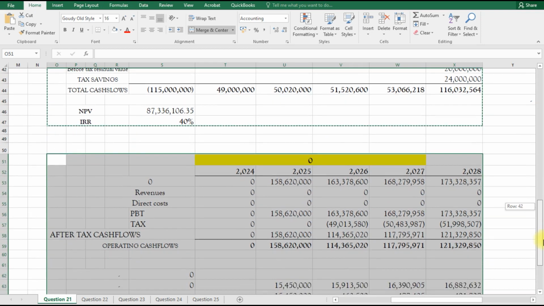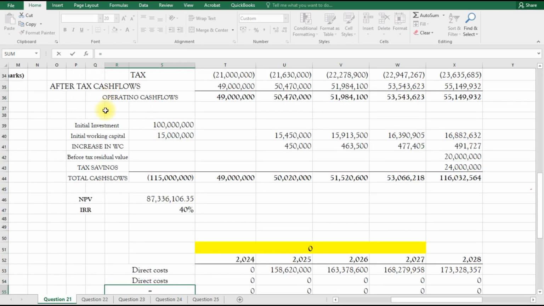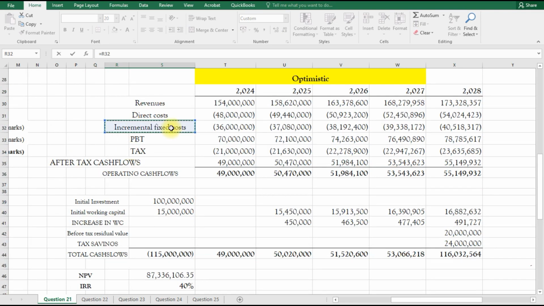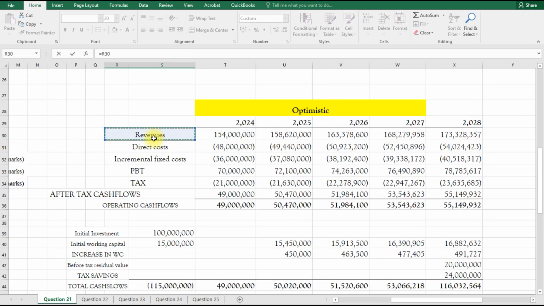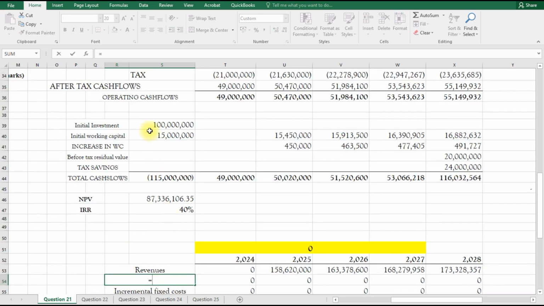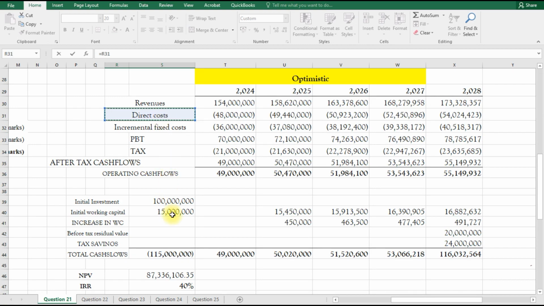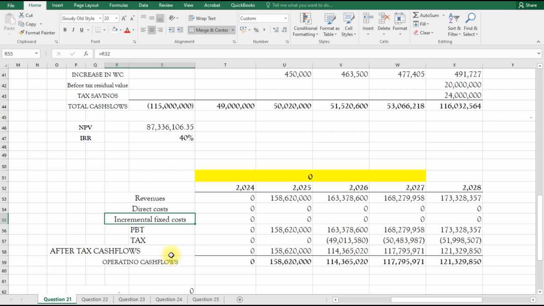So the first one will be our revenue, and the second one will be our direct costs. And the third one will be our what? Incremental fixed cost. So this is our revenue, and this one will be our direct cost. Direct cost, incremental fixed cost, yeah, that way.